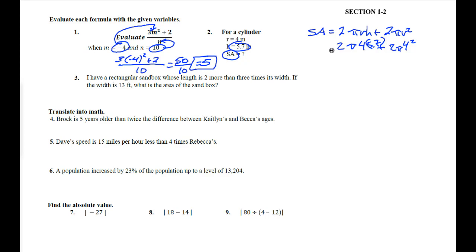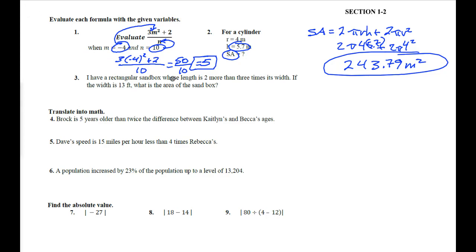We're going to take 2 times the pi button times 4 times 5.7 plus 2 times pi times 4 to the second power, squared. And we end up with 243.787. So we could round to 243.8. And notice that this is meters, this is area, so this is meters squared. That's kind of important to know. Good. Number 3.